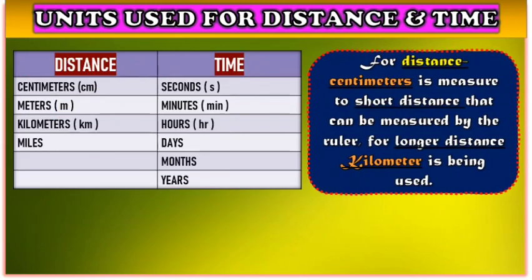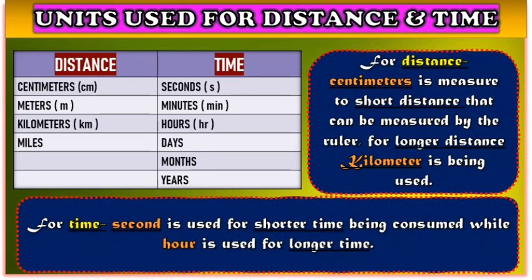So take note of this, that for distance, centimeter is measured to short distance that can be measured by the ruler. So pag short yung gagamitin natin or maliit lang yung bagay na i-measure natin, we can make use of centimeters. Yung gagamitin natin yung ruler natin. But for a longer distance, we can make use of what you call kilometer. So that is in distance. How about time naman? So in time, second is used for shorter time being consumed, while hour is used for longer time. So yan naman yung gagamitin natin for time. So take note of that.